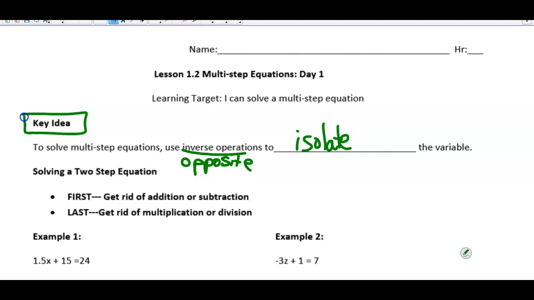When we just have a basic 2-step equation, that's what we're going to start with. We first get rid of addition or subtraction by doing the opposite of each other. So that's step 1. We always look to get rid of that first. That's the number by itself, also known as the constant. It might have a plus or a minus sign in front of it.